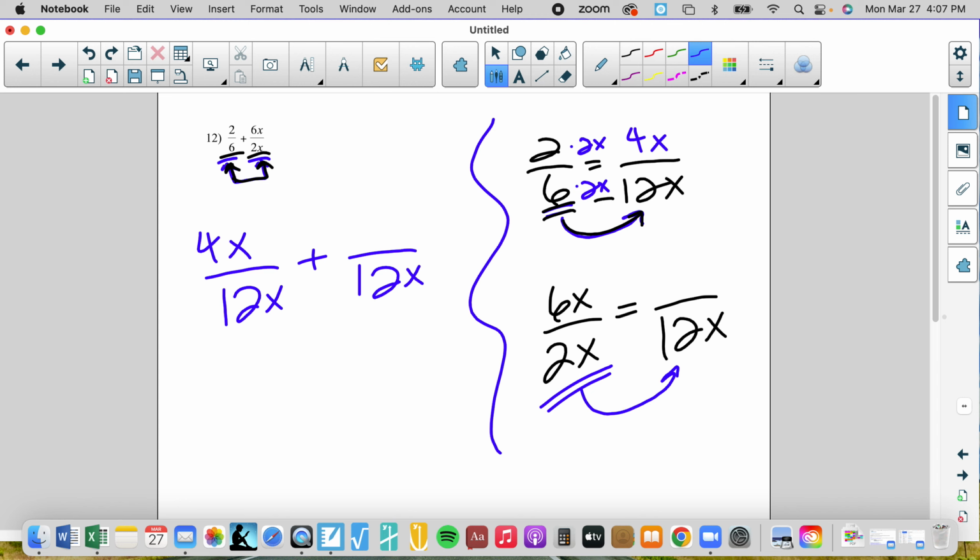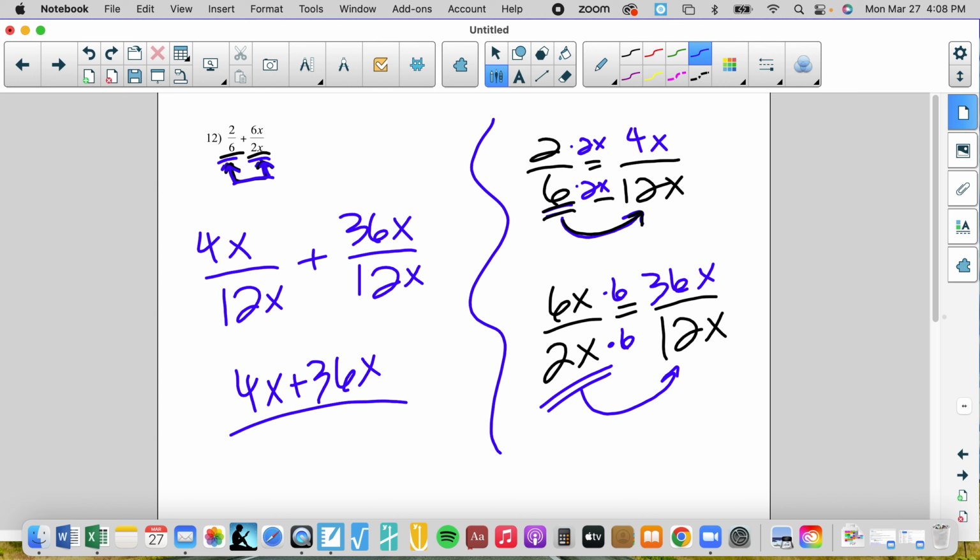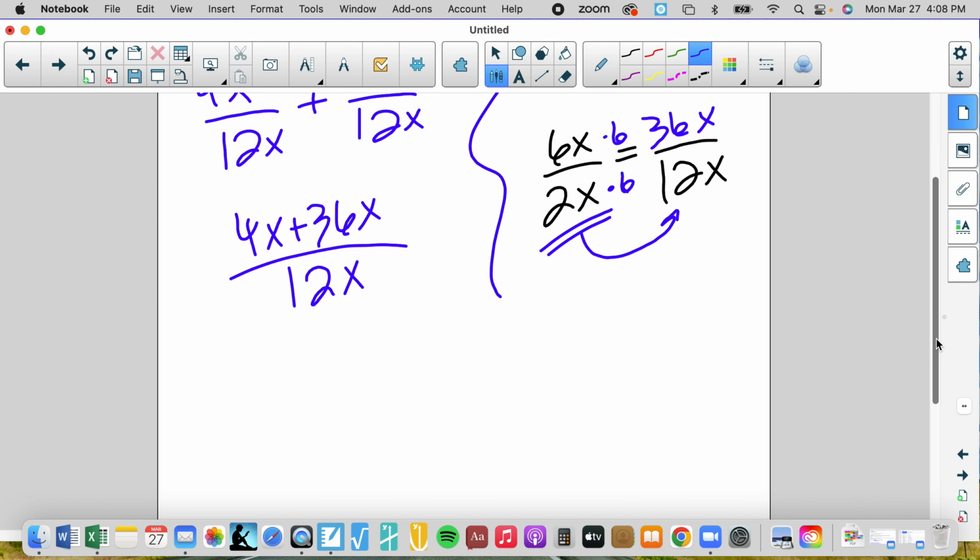So what did I multiply 2x by to get 12x? I multiplied by 6. Well, yeah, hello. Remember, 2x times 6 gave me that 12x, produced that common denominator. So that gives me 36x. We have like denominators. Let's add their numerators. Write it over the denominator. 4x and 36x are like terms. That makes 40x over 12x.